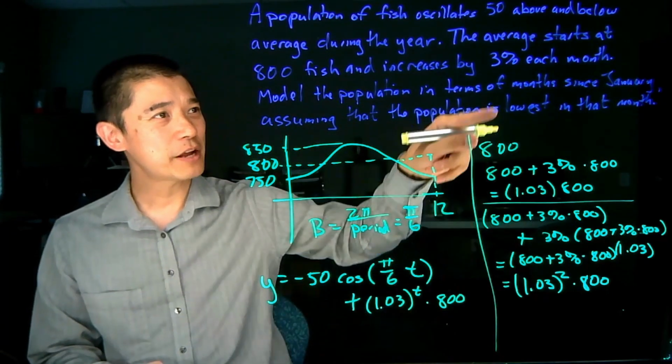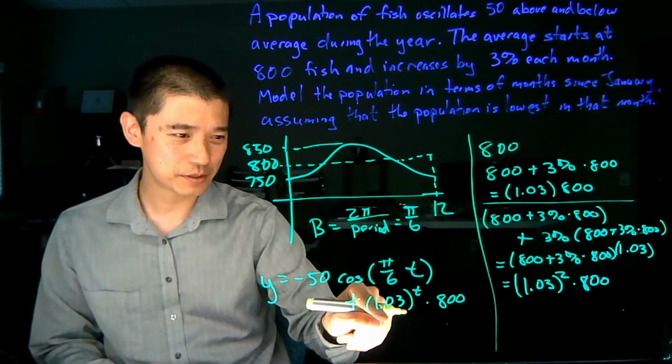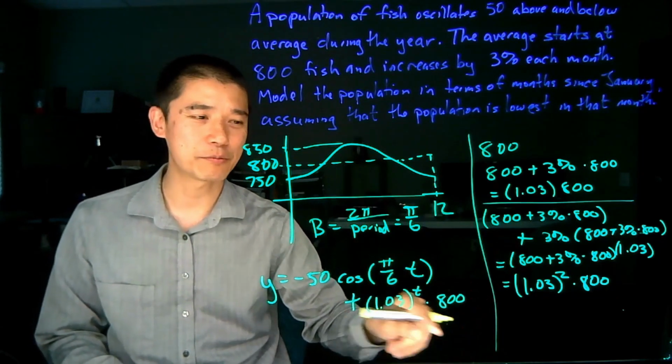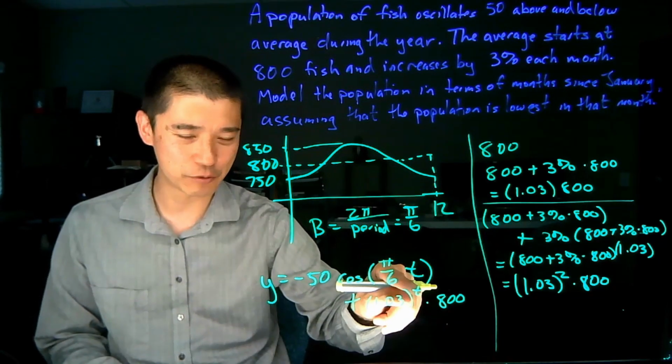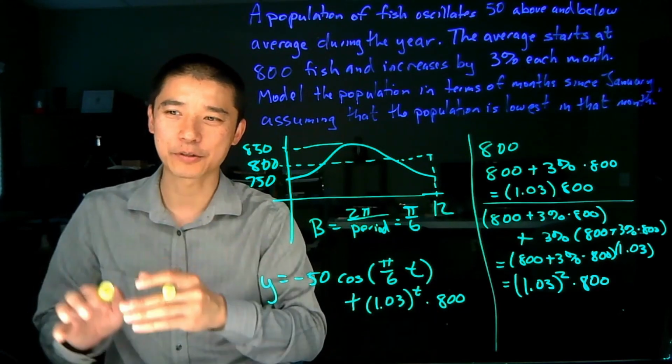And so the general pattern that we see, if it increases by 3% per month, that's 1.03, 1 plus the 3% for every month that happens. It's raised to the t-th power because it's compounding with the previous values.